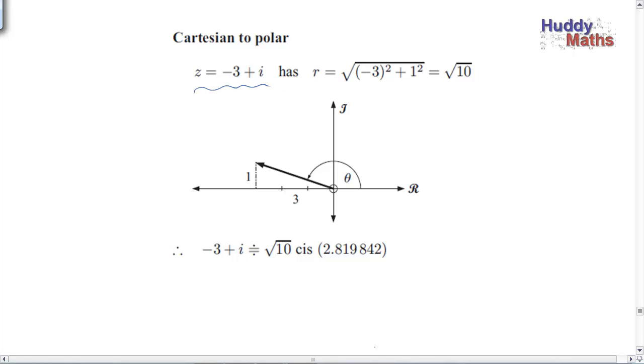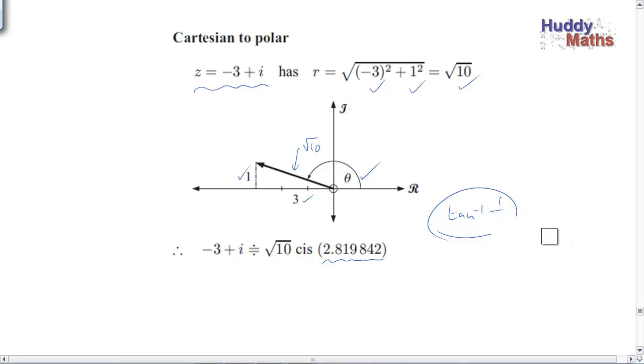So here, what is the first thing? Find the modulus, which is the square root of real part squared plus imaginary part squared. The length here is root 10. Draw a picture of where it is. Neg 3 plus i is out in that quadrant. So there's your theta. To get this angle, you would go tan inverse of 1 over neg 3 and adjust it for that quadrant. Or you could just go 1 over 3.